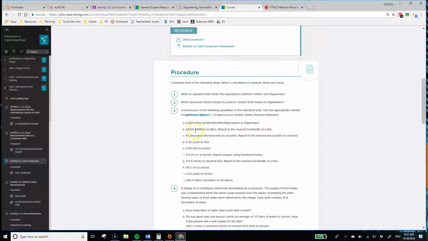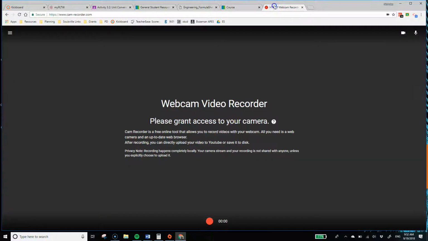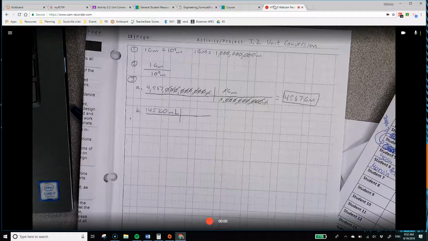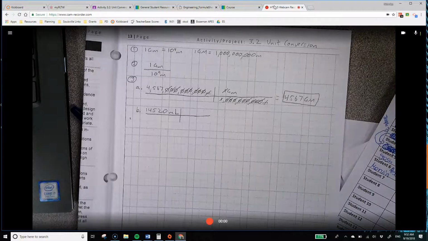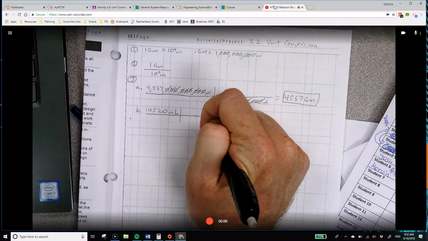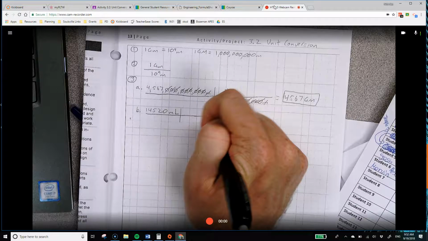All right, so this asks me to convert milliliters to liters. So I start out with 14,520 mL. And then I need a conversion from milliliters to liters. I know that my milliliters is going to be on the bottom and liters on the top because I want the milliliters to cross out.